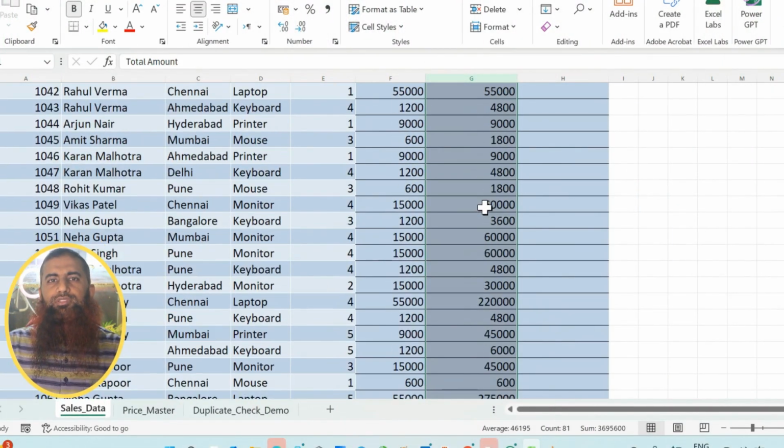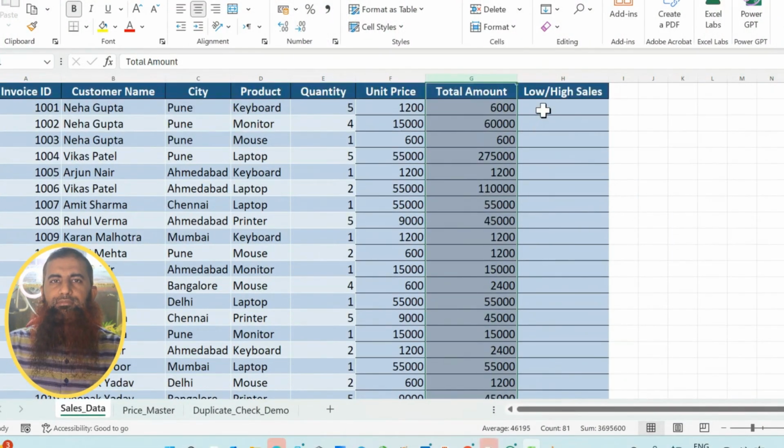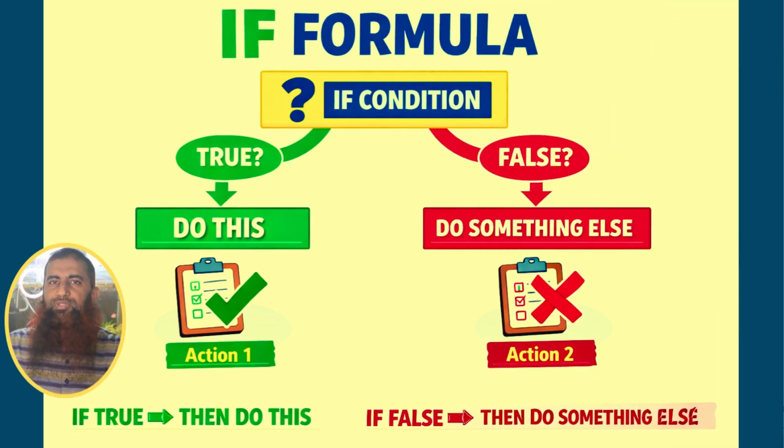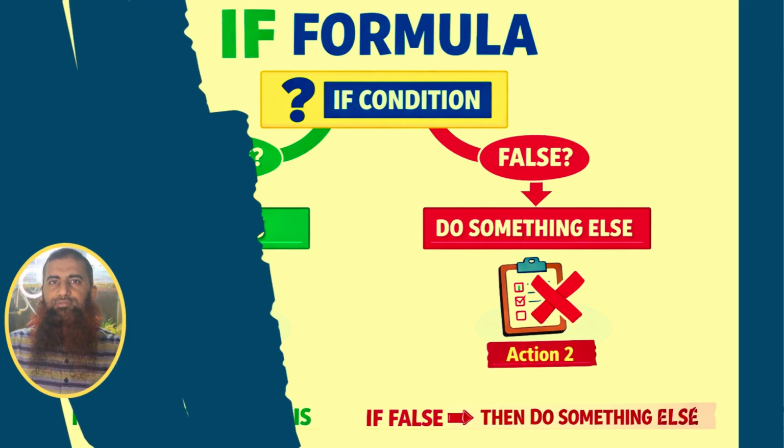Let's say we have sales data and we want to identify quickly which sales are high and which sales are low. Now imagine doing this manually for hundreds of rows. It will take a lot of time. So we need Excel to do this automatically. IF formula works like this: if something is true, do this. If something is false, do something else.